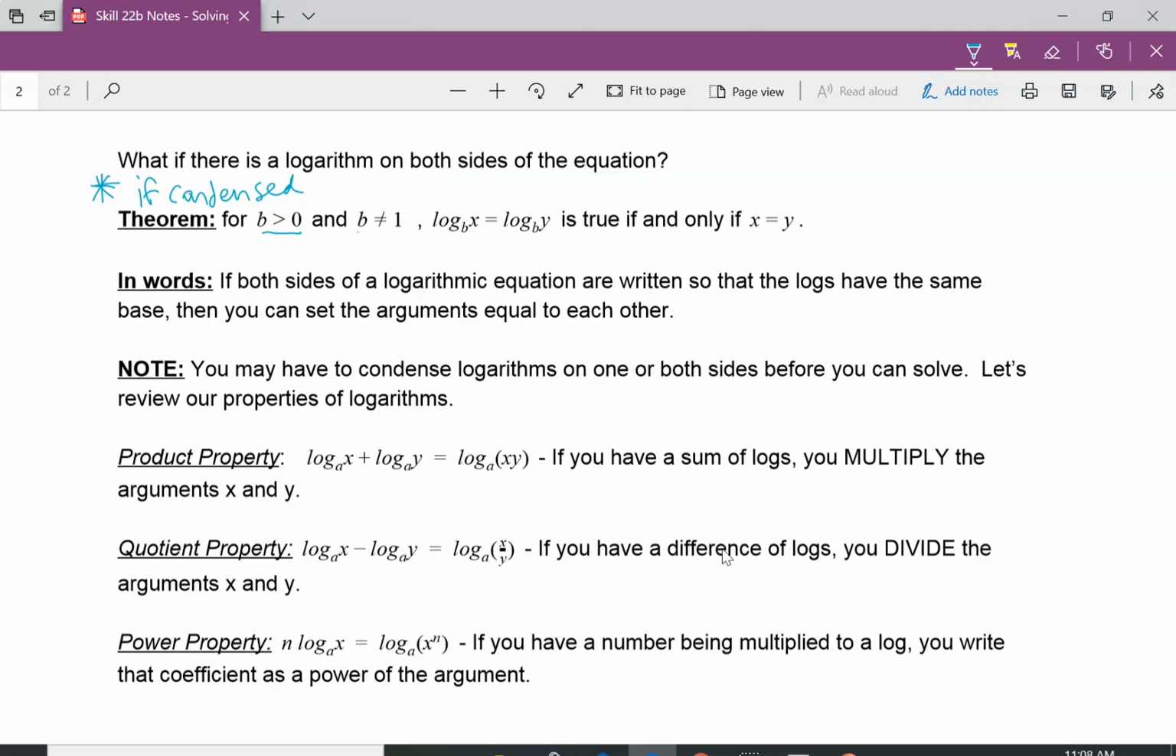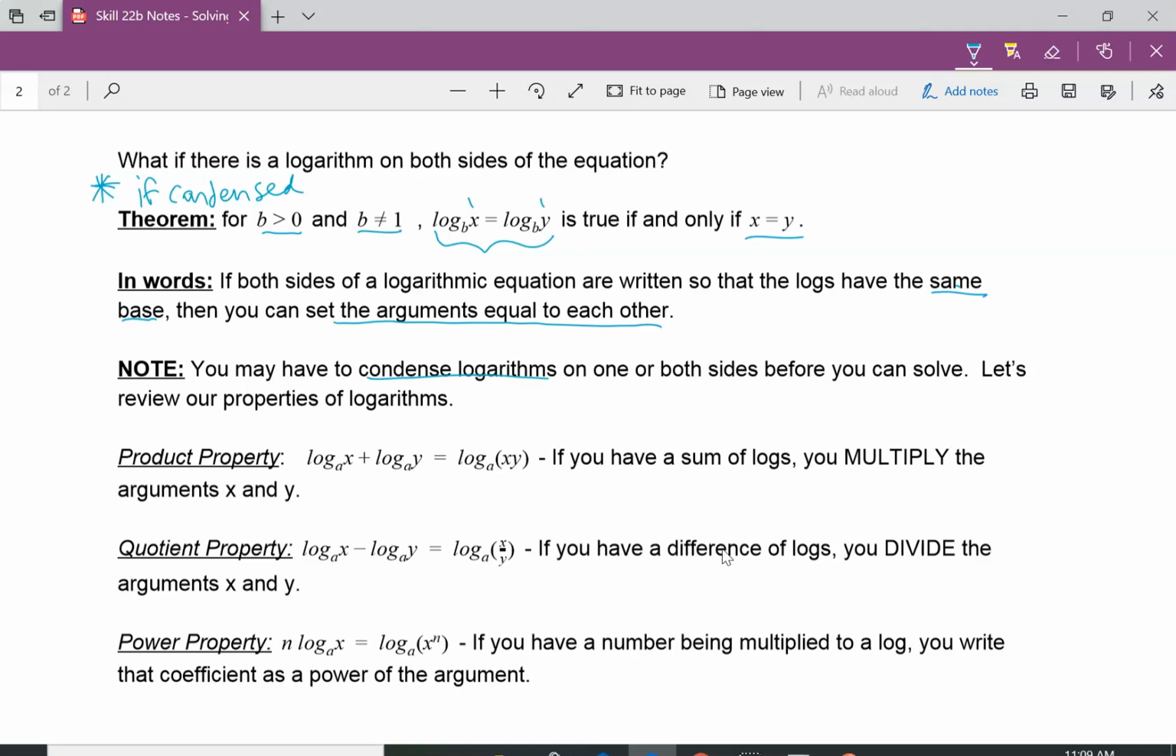So again, b is greater than 0 and not equal to 1. So if I have log base b of x and it's equal to log base b of y, this equation is true if the argument x and y are set equal to each other. So basically what it's saying is if both sides of your logs are written so that they have the same base, so they have to have the same base to do this, you set the arguments equal to each other. Now you may have to condense logarithms on one or both sides before you can solve.